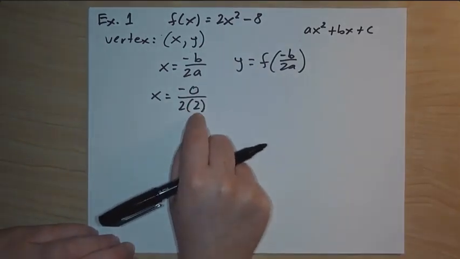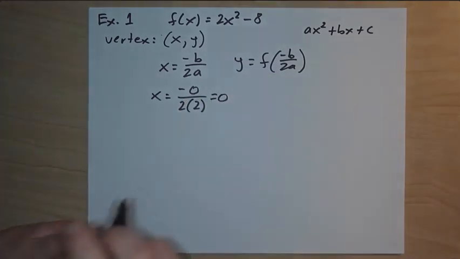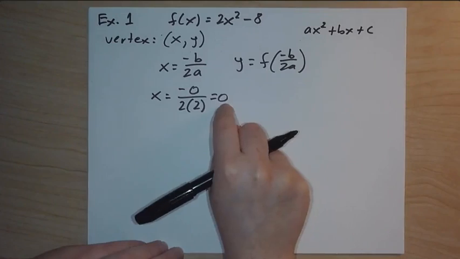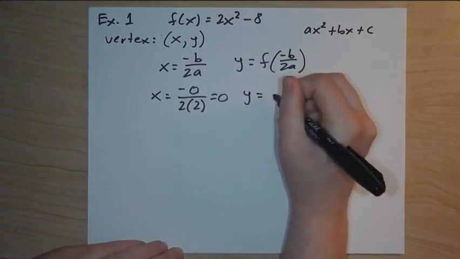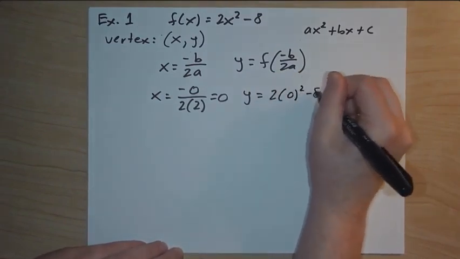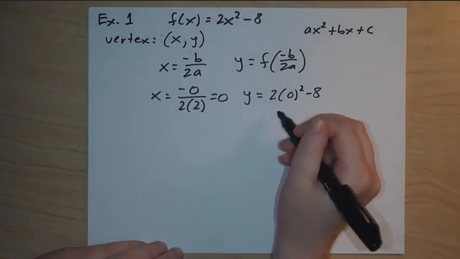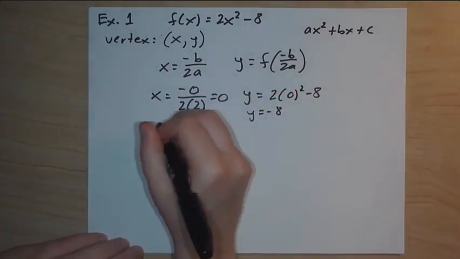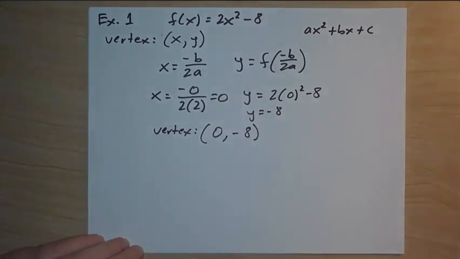If 0 is on the top of a fraction, it's just 0, and negative 0 is just 0, so our x value is 0. Now that we know that our x is 0, we can find our y value. So we're going to plug 0 into our function up here for our x. So our y is going to be 2 times 0 squared minus 8. 0 squared is 0, 0 times 2 is 0, so we have 0 minus 8, so our y value is negative 8. So our vertex is the point (0, -8).